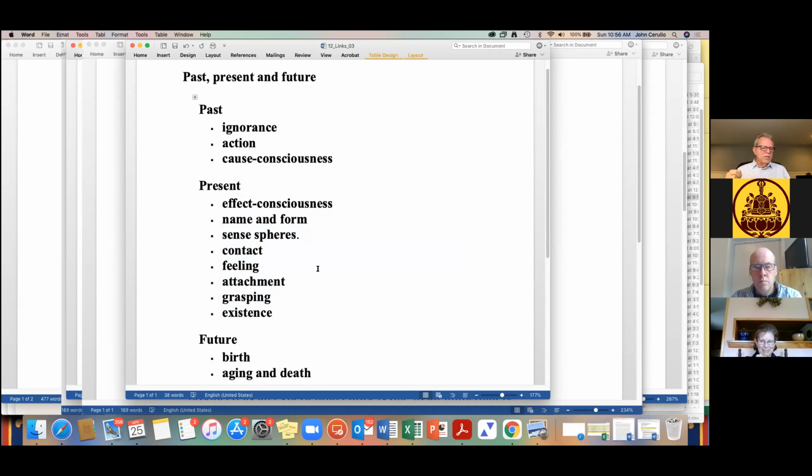Maybe some of you would be bored with it, but there are so many different types of attachments, and the one that is referenced here in the 12 links of dependent origination is desire. So it's that one of the three main poisons, which is attachment. So this increases, and it increases and increases and increases.